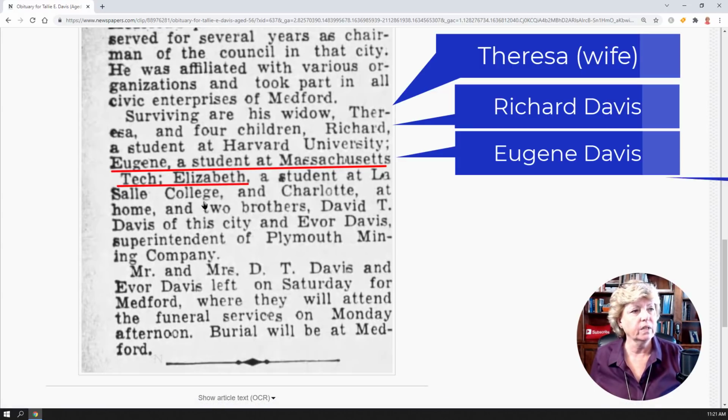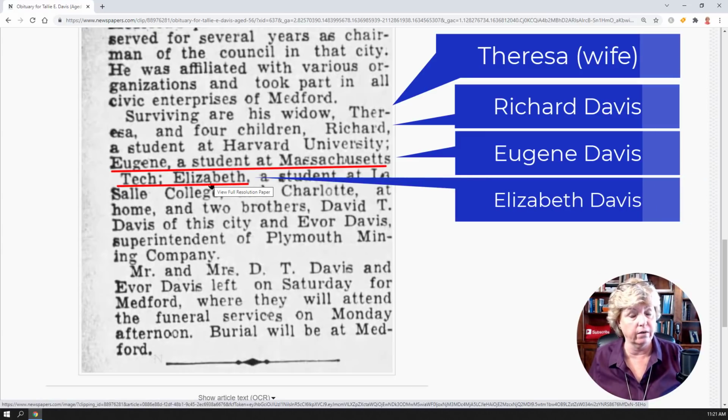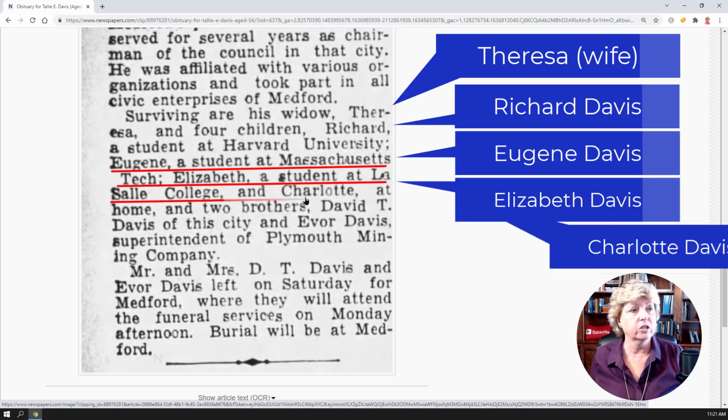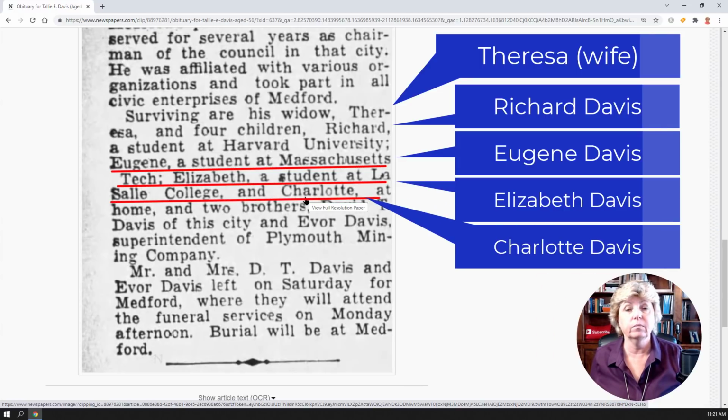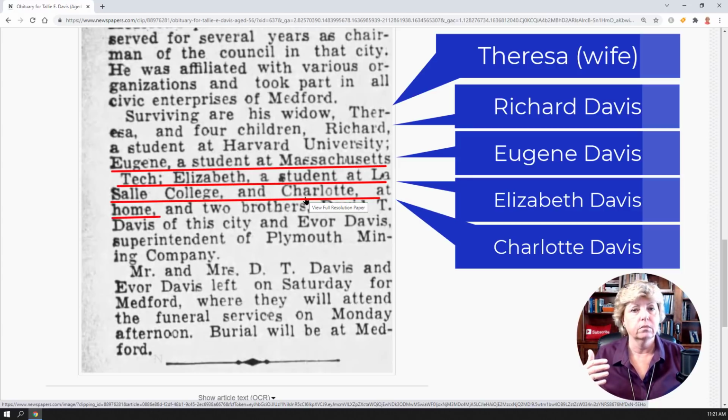Okay. Elizabeth is likely the first daughter as a student at LaSalle College, and Charlotte is likely the youngest child, is at home. And because she's at home, that makes me think that she's likely a teenager, but she could be a child, okay? And the reason why I say this is because all of the other children of this couple are, or at least of the deceased, not necessarily the mother. It doesn't say that here, okay?